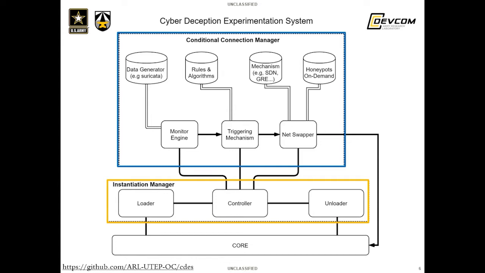The trigger sends information related to traffic redirection and instantiation to the net swapper. This component is responsible for executing the redirection activity by communicating with the CORE backend. Earlier versions of Cdes used simple ifconfig interface commands, but now the newer version uses Open vSwitch to add and remove entries within the decision node's flow table.